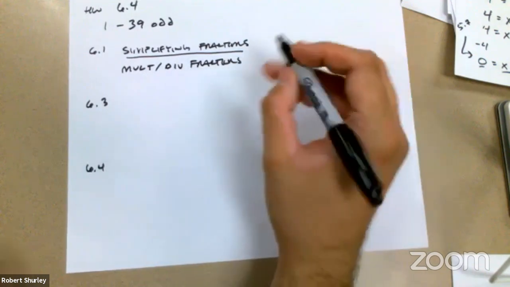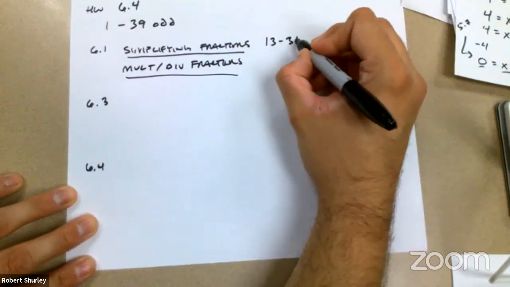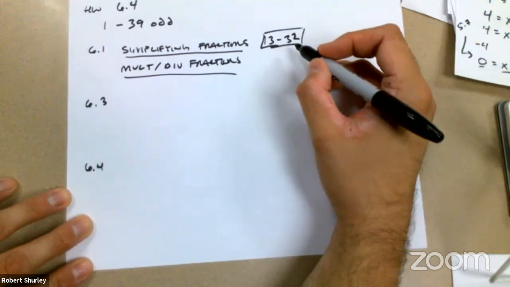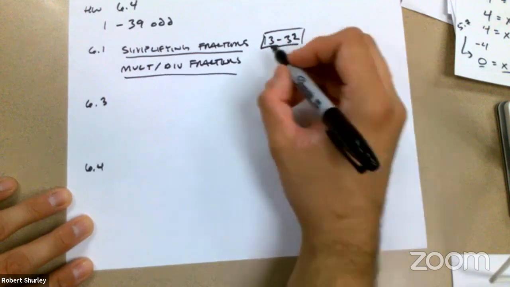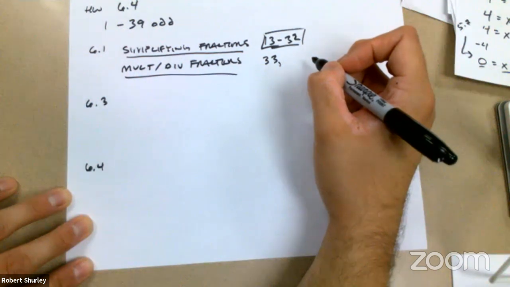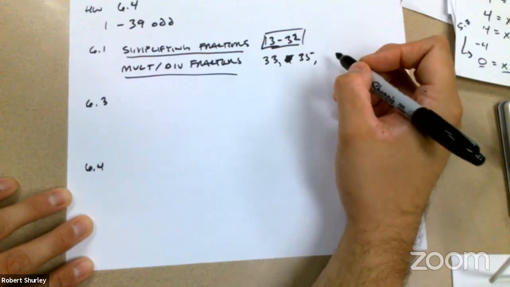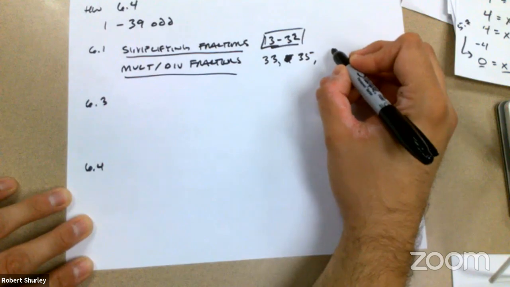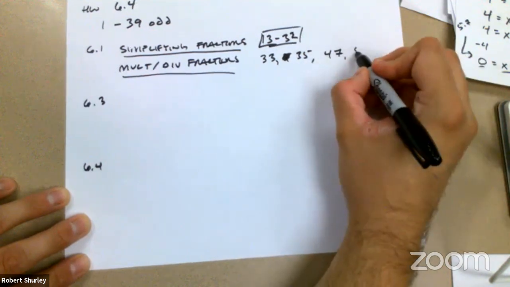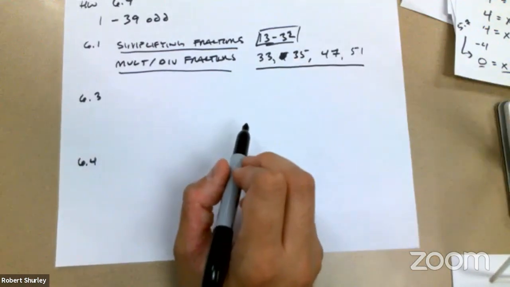I'm going to choose some from here. I would do 13 through 32. All of those are important because you need to really have a good grasp on it. But for multiplying and dividing fractions, choose some odd ones: 33, 35. That'd be fine. And then for the dividing, like 47, 51. Those are good review questions. If you're going to make a practice test, I would choose those.